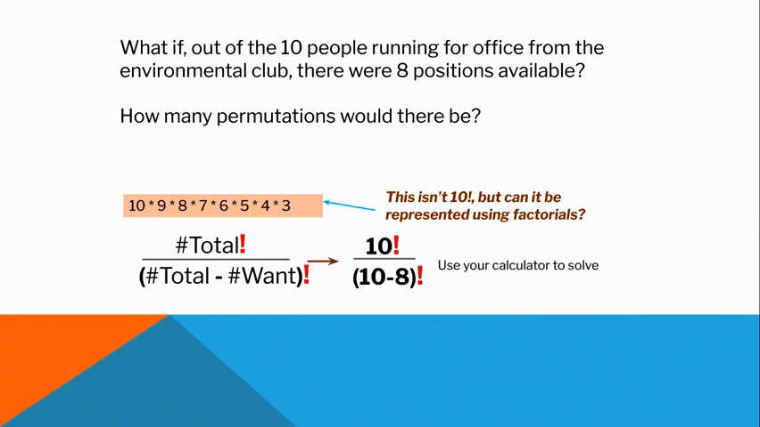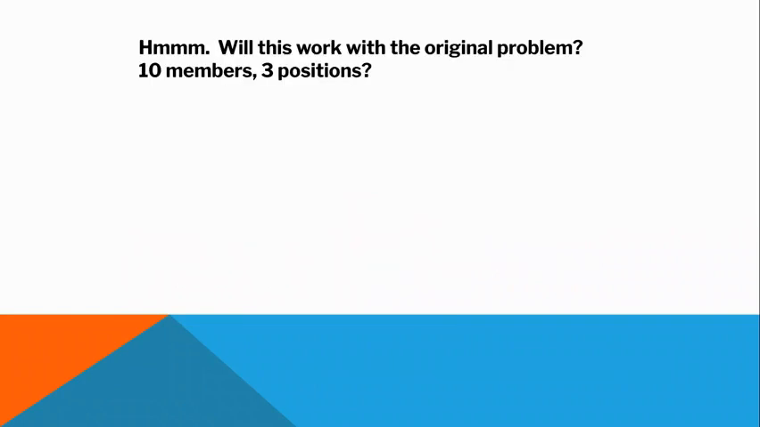So you can use your calculator. Alpha y equals 10 math probability 4, and on your denominator, parentheses, 10 minus 8, parentheses, math probability 4, and you get 1,814,400 ways to fill those 8 positions.